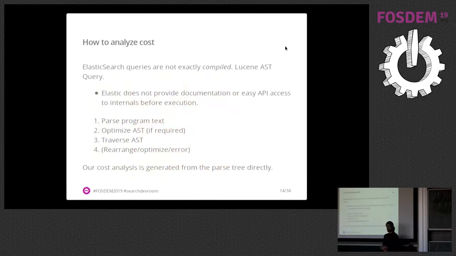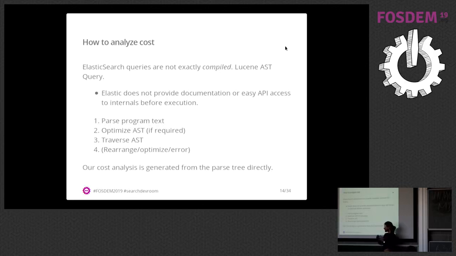However, Elasticsearch queries are not exactly compiled. They are transformed at some point into a query to Lucene, the underlying search engine. However, Elastic does not provide documentation on how the internals work at such deep level, or an easy API access to the internals that happen before execution. So what we came up with was, from the parse tree that Elasticsearch generates from the query, we analyzed that and we traverse it. We could have optimized it maybe, and we could run better queries, but we're not at that point yet. This is more of a prototype of what we could do in the future.